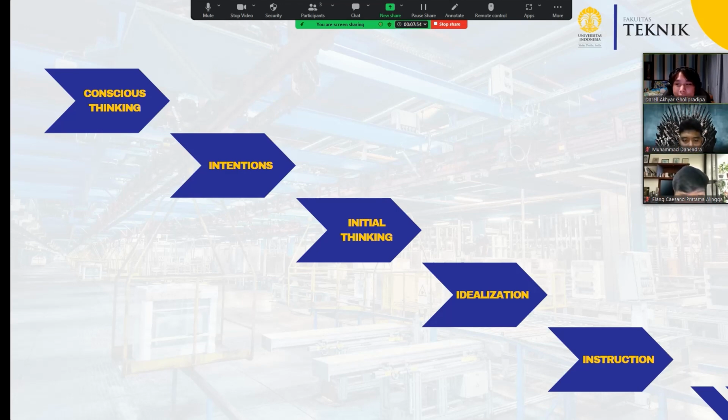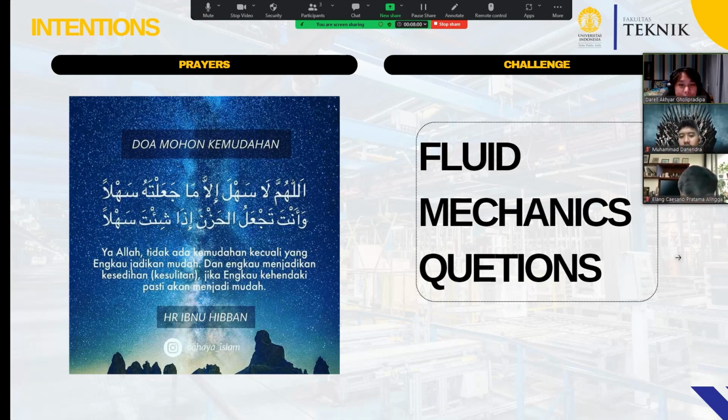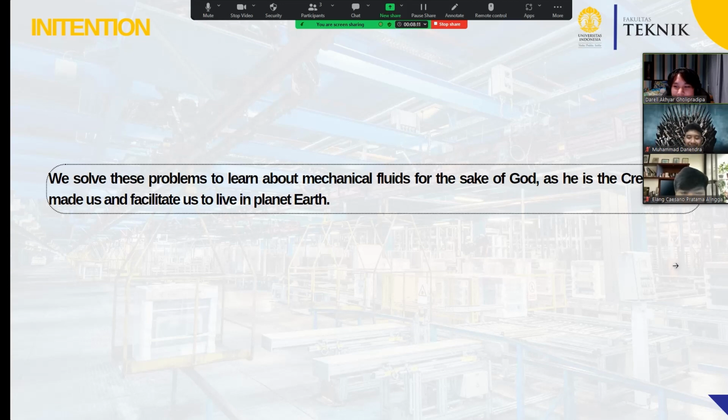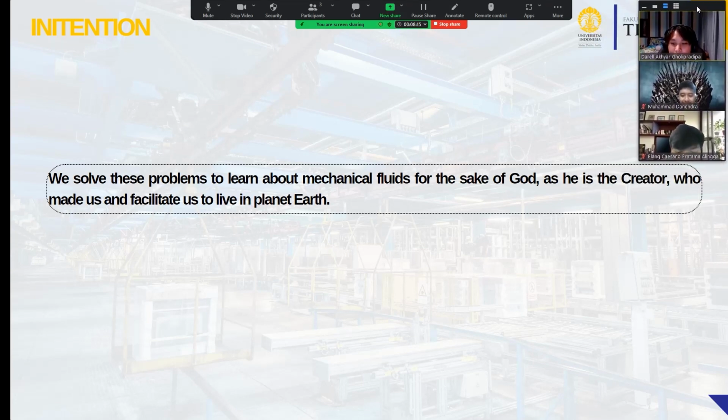First, we have to always remember our steps, which is the day 5 that consists of conscious thinking, intention, initial thinking, idealization, and also instruction. So before we start, we have to say our prayers. There is a prayer to ask for ease, and the challenge is about fluid mechanics equation. The general intention is that we solve this problem to learn about mechanical fluids for the sake of God, as He is the creator who made us and facilitates us to live on this planet.